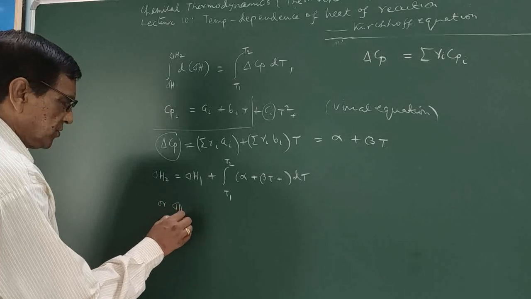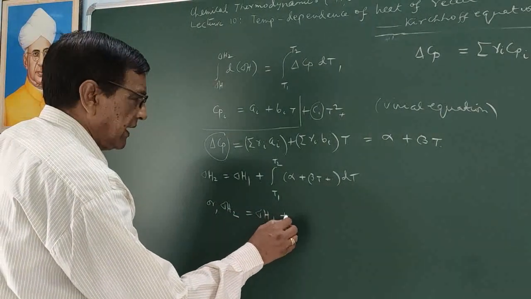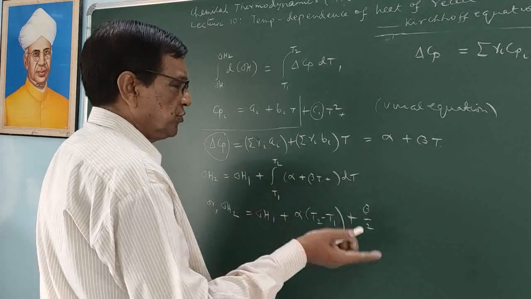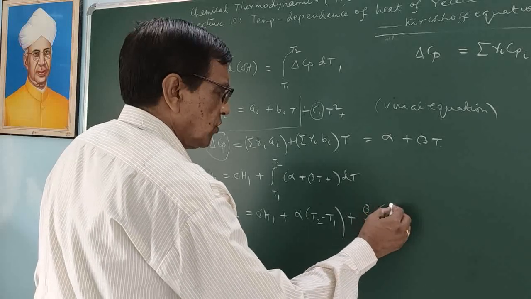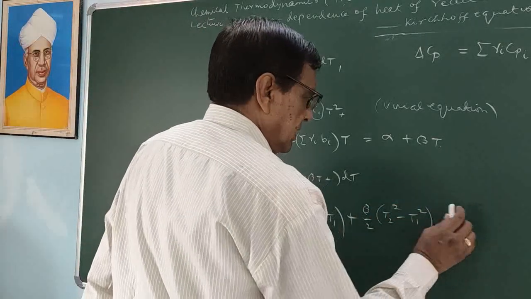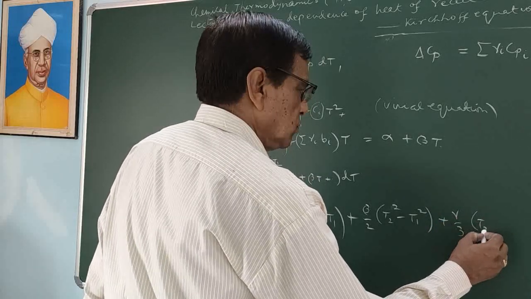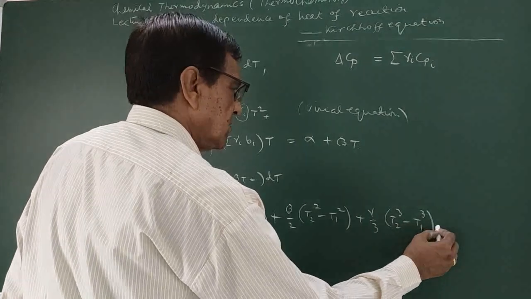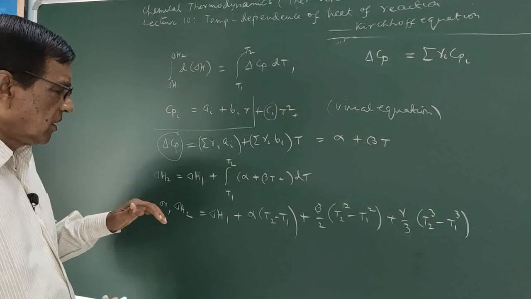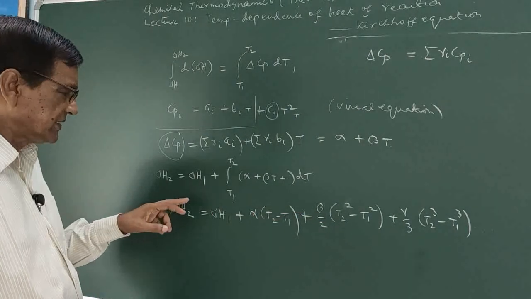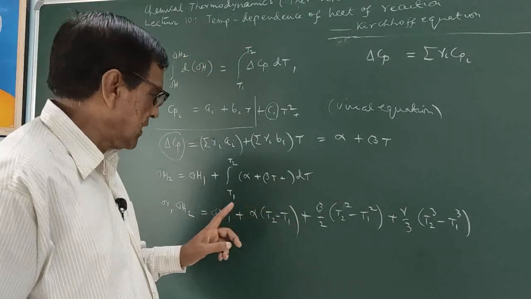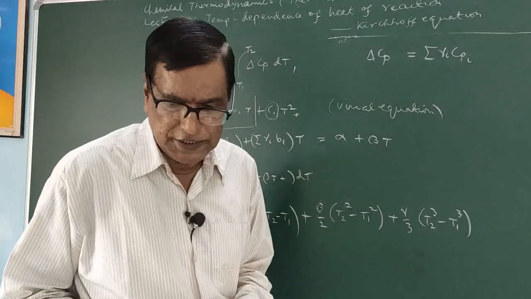Or del H2 equal to del H1 plus alpha into T2 minus T1 plus beta by 2, putting this limit, into T2 square minus T1 square, plus dot. If we keep this gamma, then it will be gamma by 3 into T2 to the power 3 minus T1 to the power 3 and so on. So this is the exact relation of the effect of temperature on the enthalpy change of this reaction, whereas del Cp depends on temperature; alpha, beta are determined experimentally.